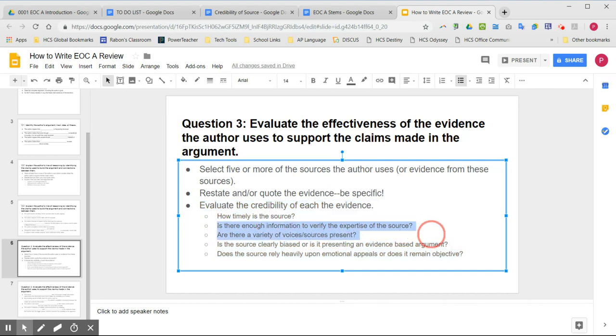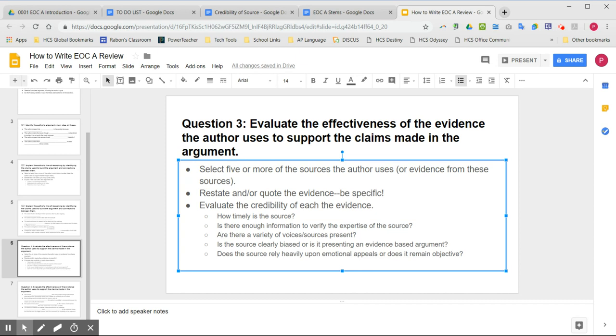Is there enough information to verify the expertise of the source? This is often a problem, especially in news articles. They don't give us the information. They'll say, according to sources or according to experts. Or they may even name someone, Dr. Jones. Well, Dr. Jones might be a little more credible, but what is Dr. Jones an expert in? How long does Dr. Jones have this expertise?